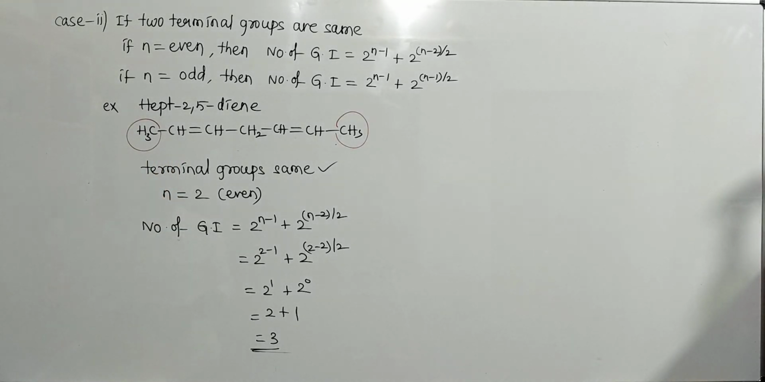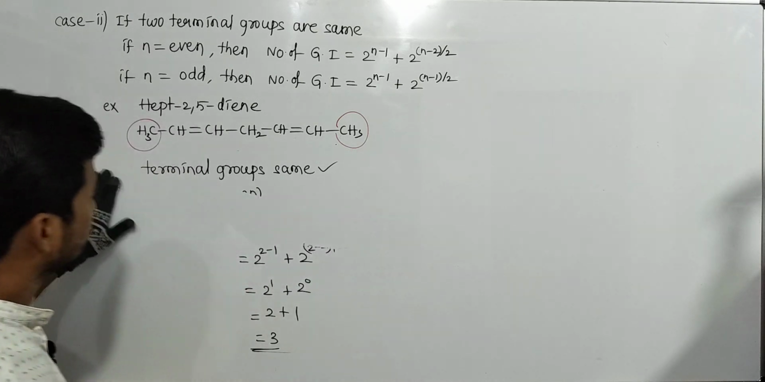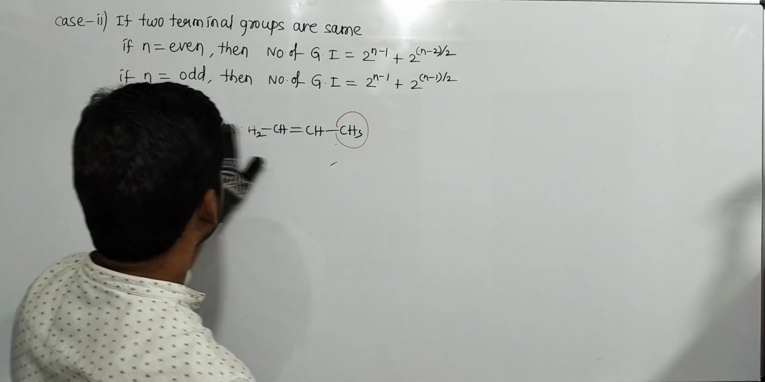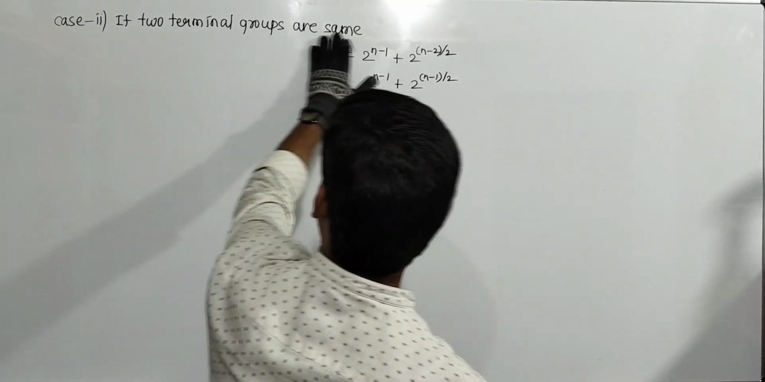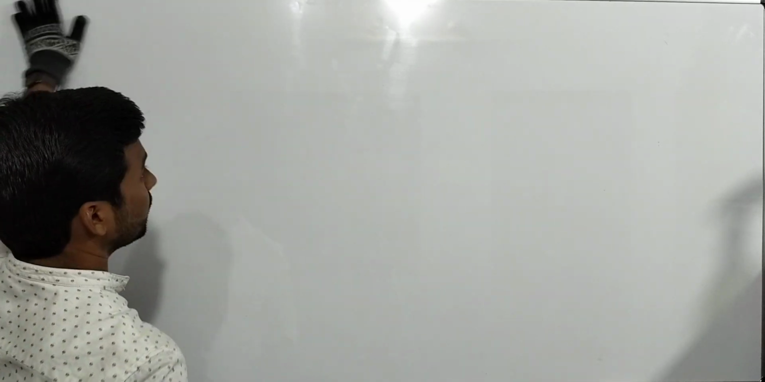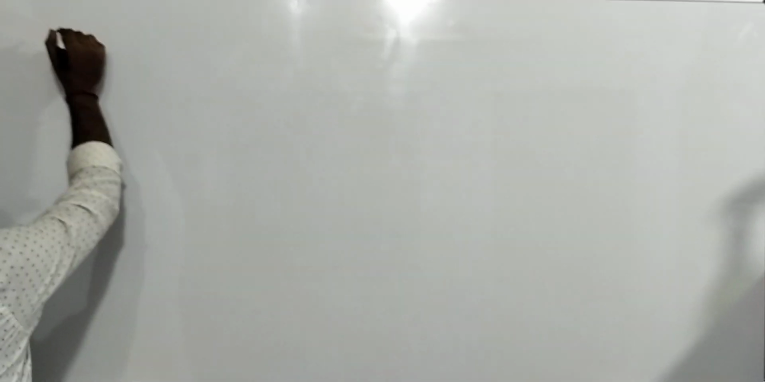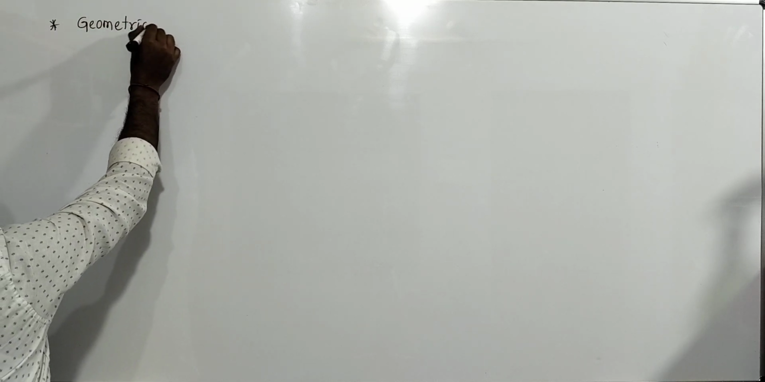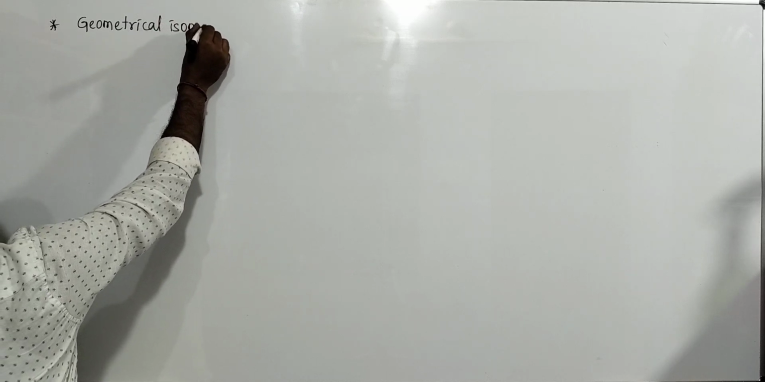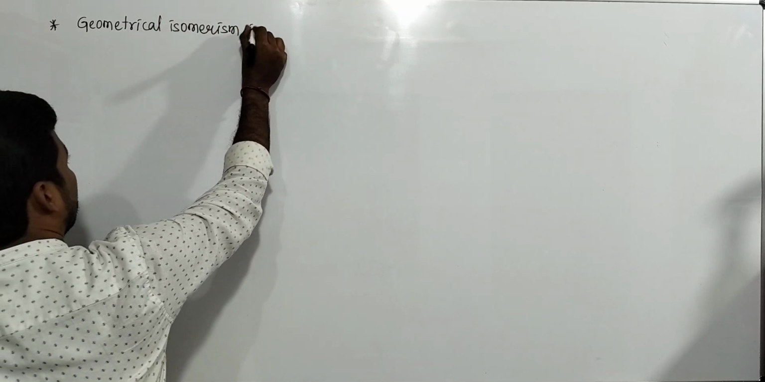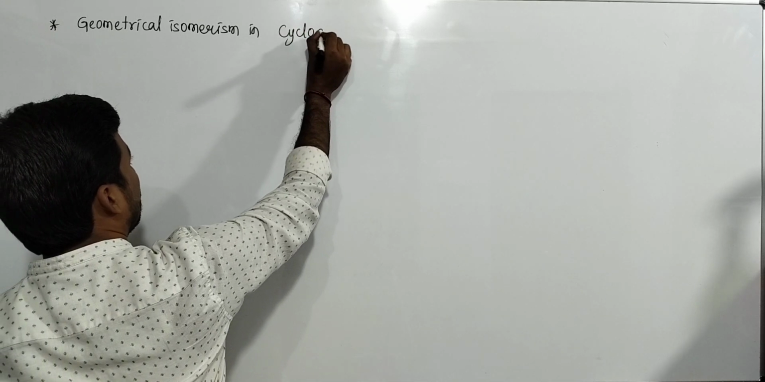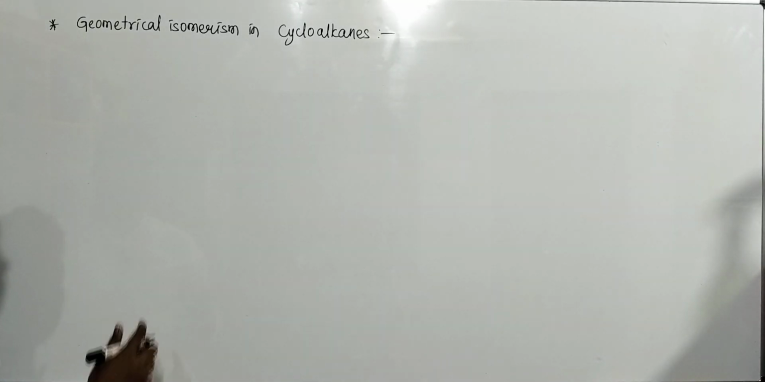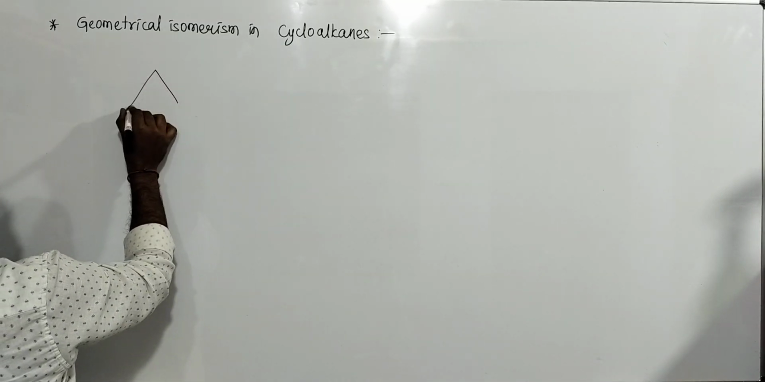Take this one. Geometrical isomerism in cycloalkanes. See, I am taking cyclopropane.